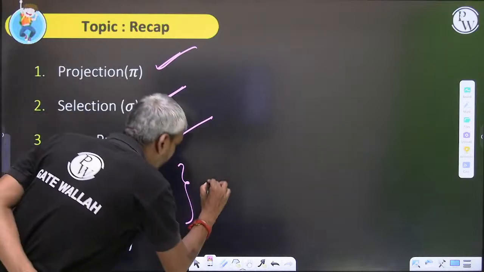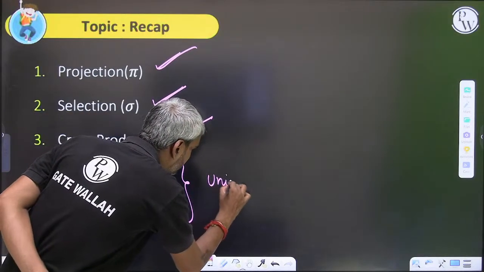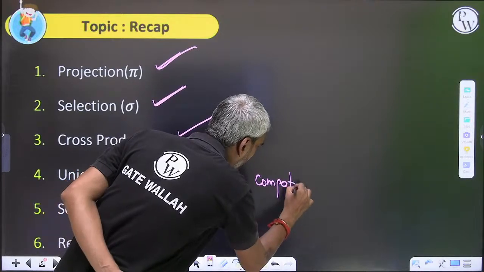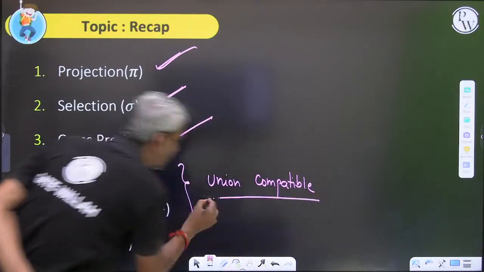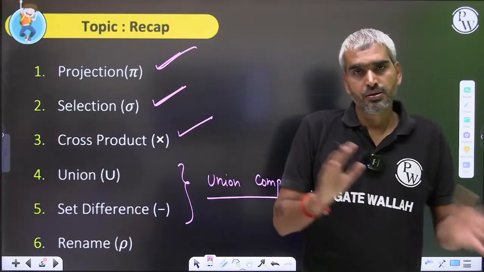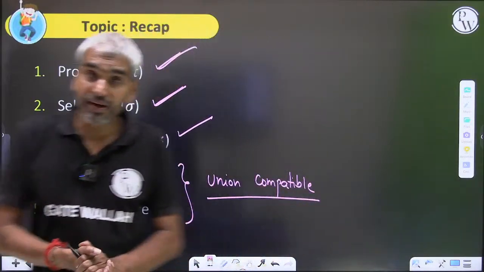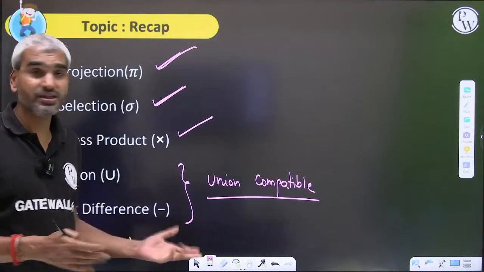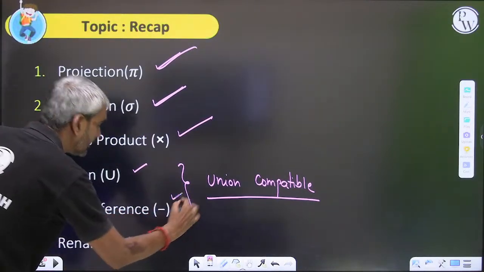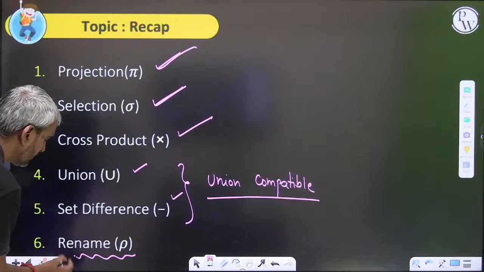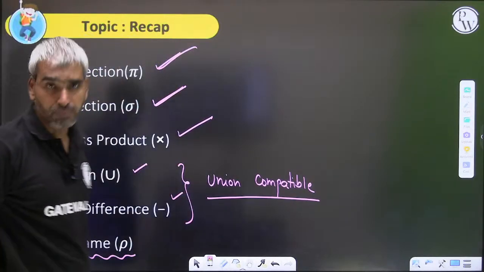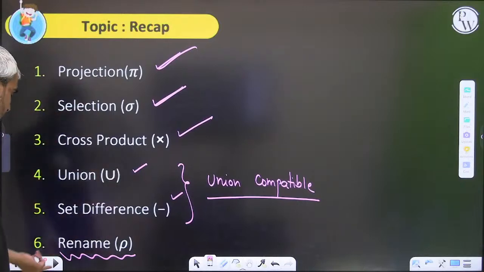These can be applied only if the relations are union compatible. What do I mean by a union compatible relation? The number of attributes in both the relations must be the same, and apart from that, the domain of the corresponding attributes should also be the same. If these two properties are satisfied, then only the set operations can be performed. Then the rename operation can be used for renaming the attribute or table or both, right? So that's what we discussed in the last class.